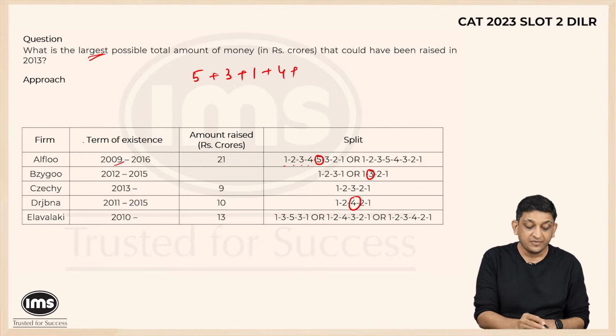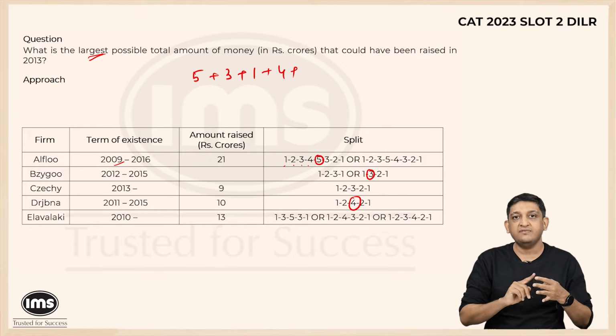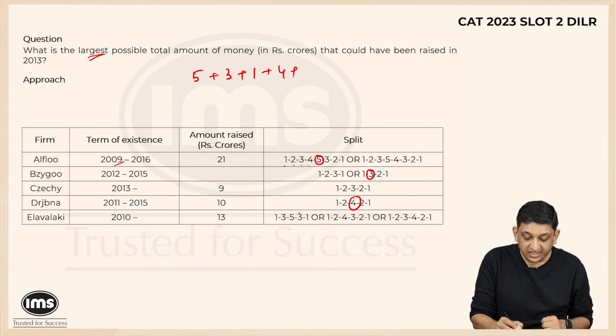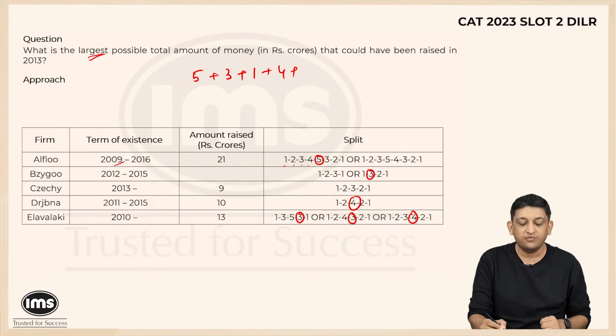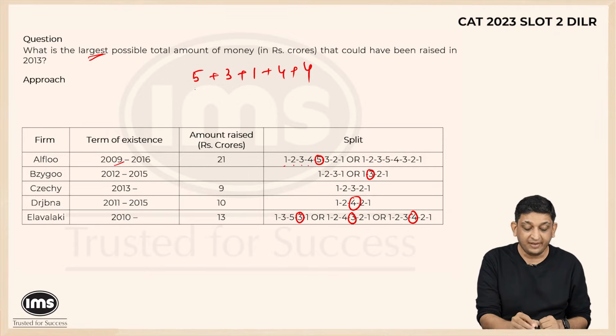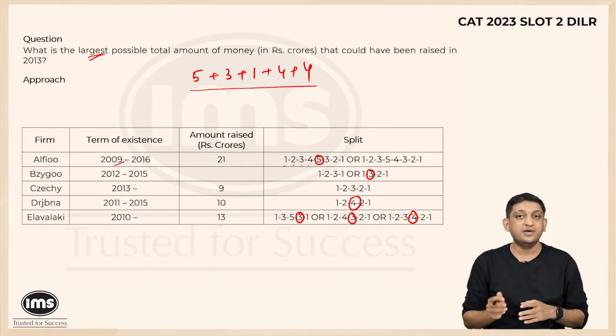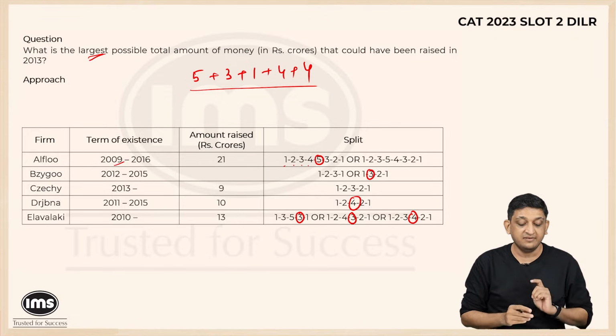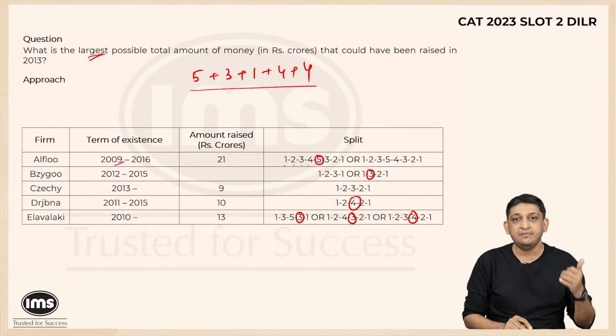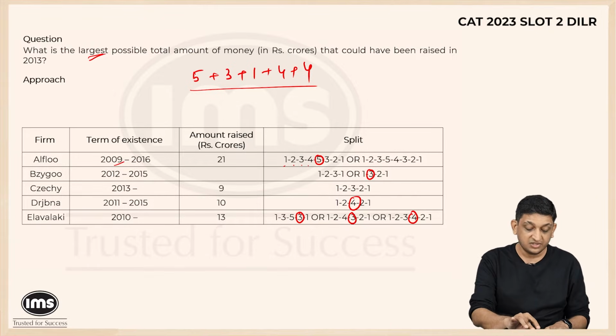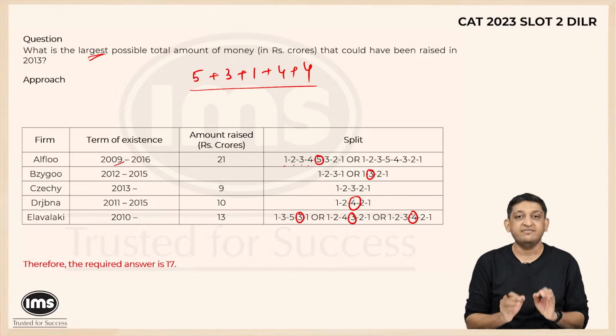And firm E, so 2013, so 10, 11, 12, 13. So fourth year of existence, it's either 1, 2, 3, 4, again 3, or 1, 2, 3, 4, 4 crores. So 4 is the best number that we can find here. So in total, the maximum amount of money that these 5 firms would have raised together in the year 2013 will be 5 plus 3, that is 8, plus 1, 9, plus 4, 13, plus 4, 17 crores. So the correct answer here is going to be 17.